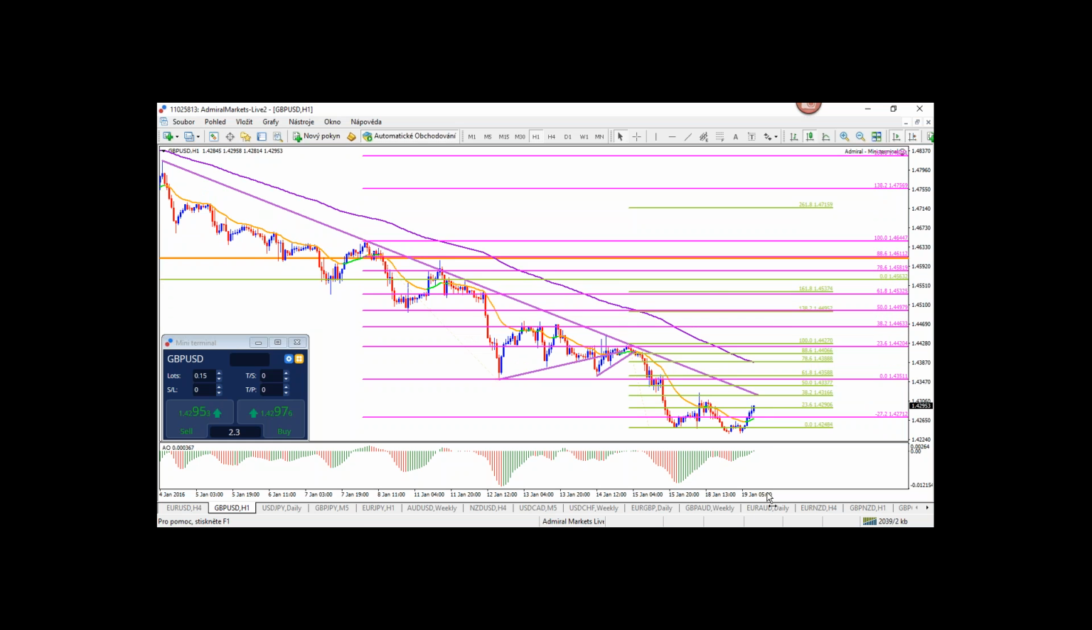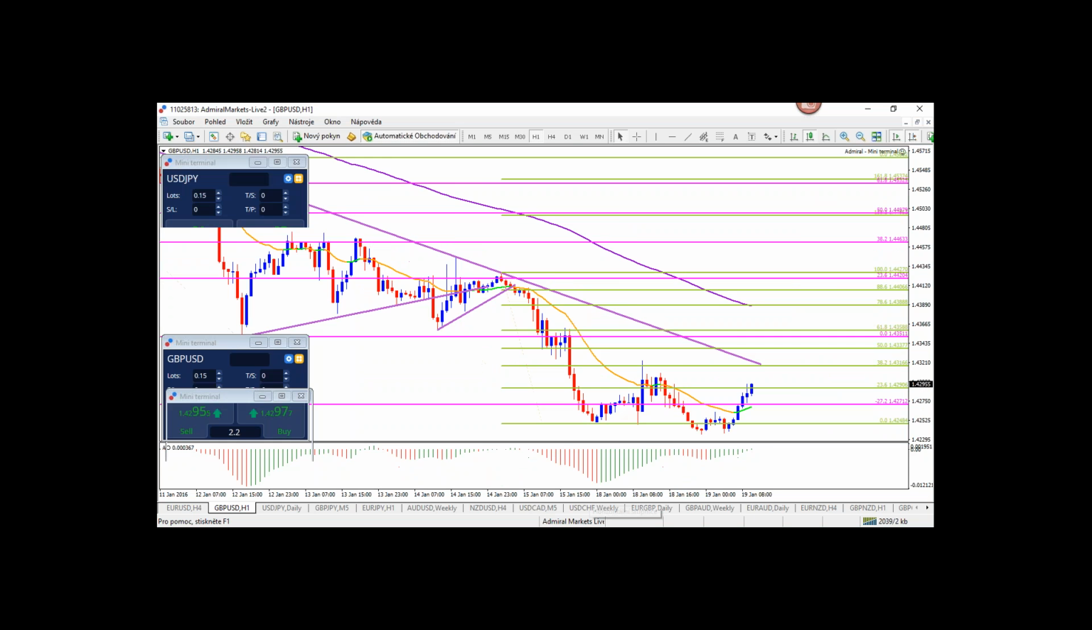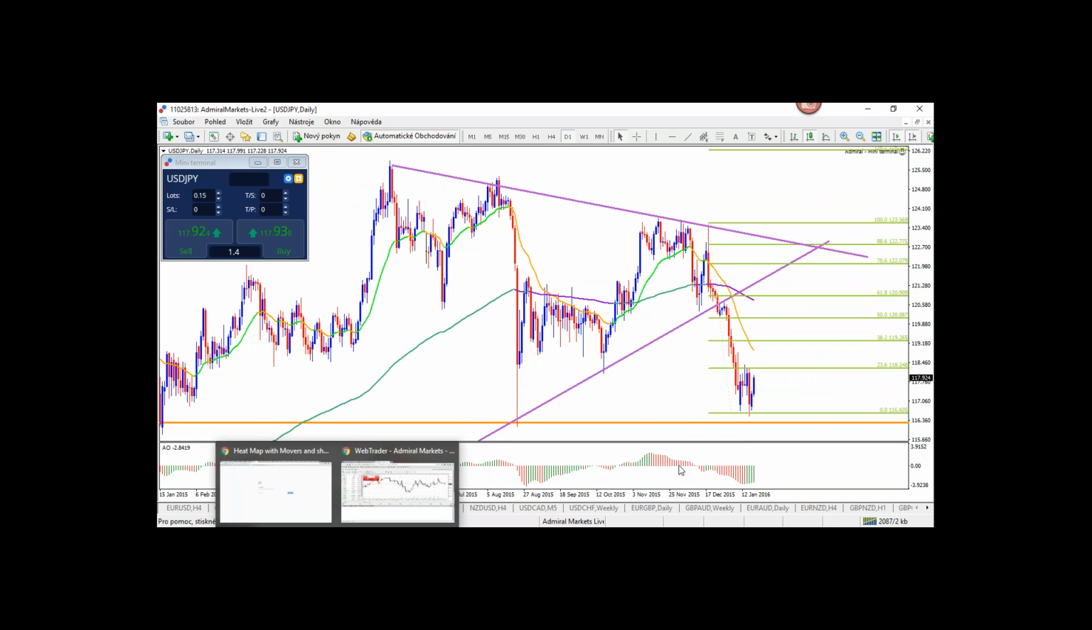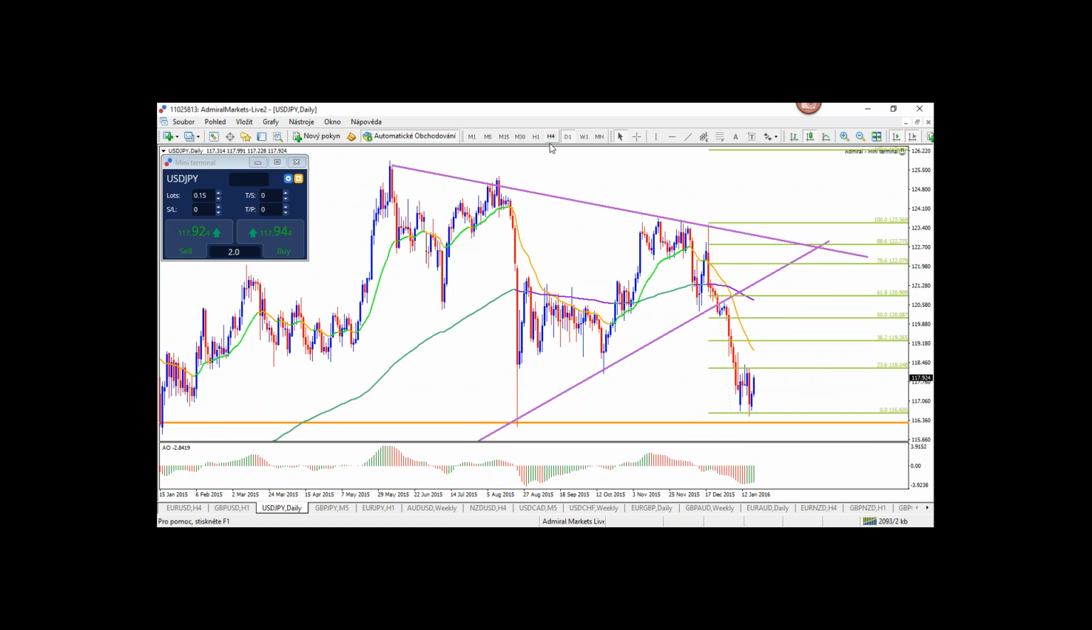Let's move over to dollar yen, and then I'll take a look at the Kiwi. It is bouncing off the bottom that we talked about, a very important bottom off this monthly chart.